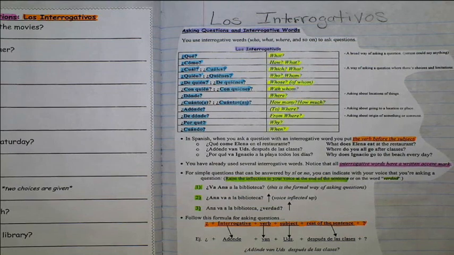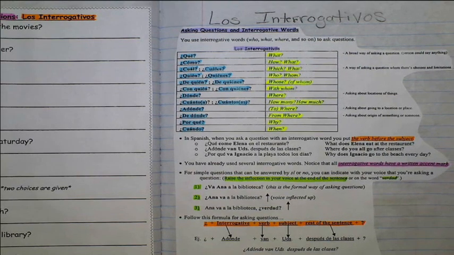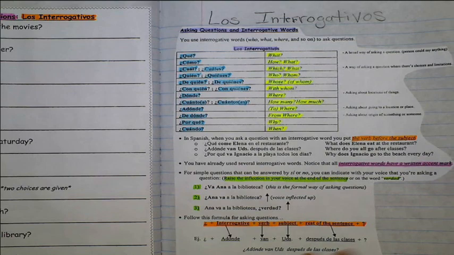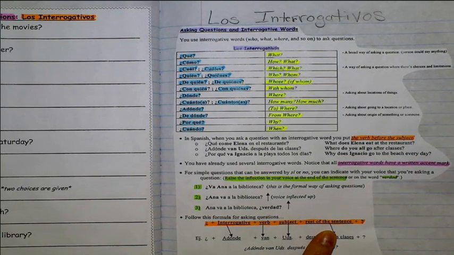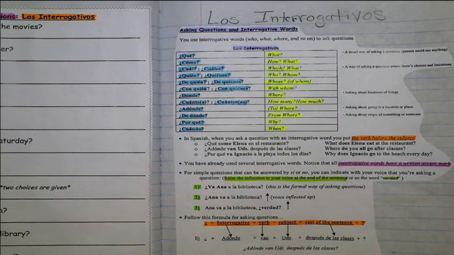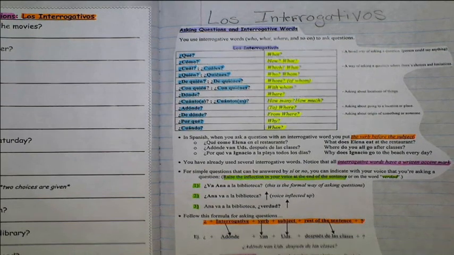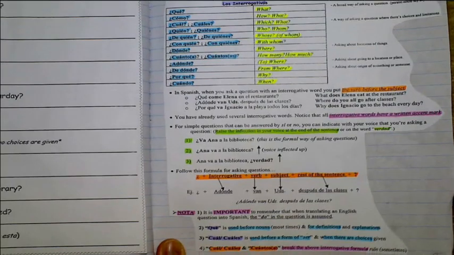Hola, here are the notes for the interrogative lesson. These notes go in your interactive notebook. This page should go on page 82. Take a moment and pause the video so that you have time to highlight this page. I'll move it up for you so you can see the bottom.